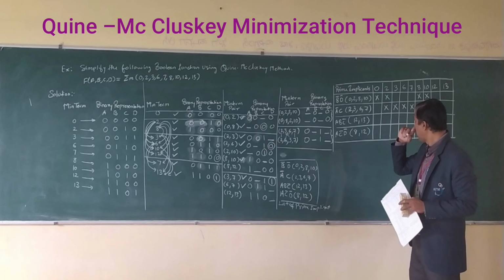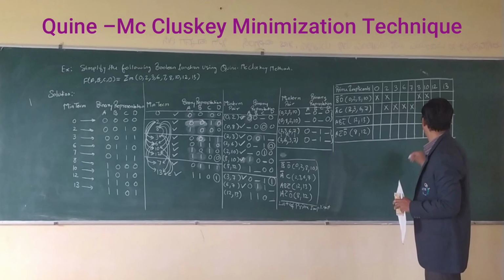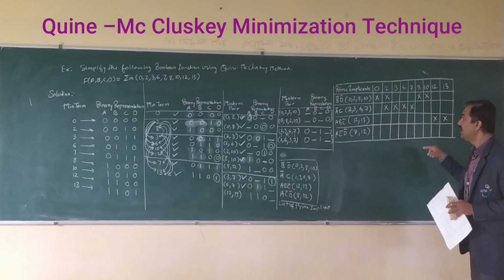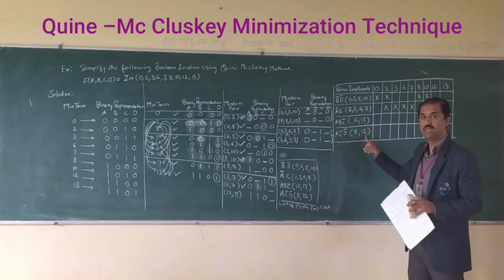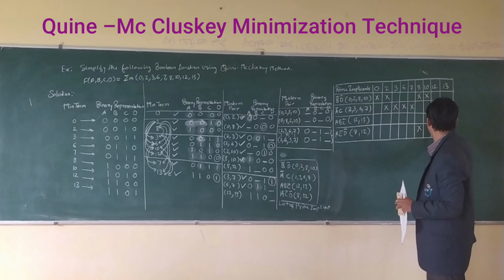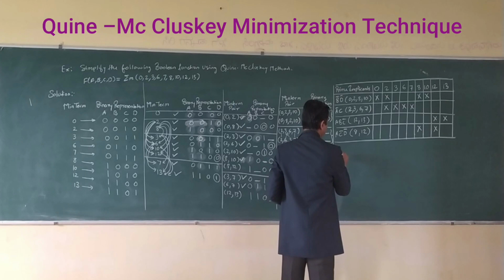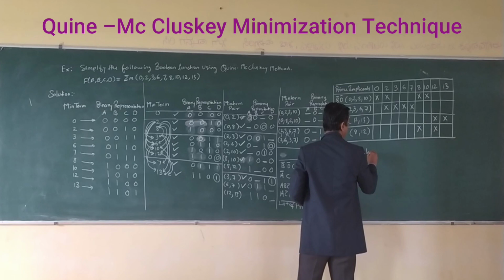Now the next prime implicant is A, B, C bar. It is covering 12 and 13. So put a cross mark at the place of 12 and 13. Okay, next is what? A, C bar, D bar. A, C bar, D bar is representing the min terms 8 and 12. Where is 8? It is here. Where is 12? It is here. Okay, now what is that? I am going to have the final Boolean expression.